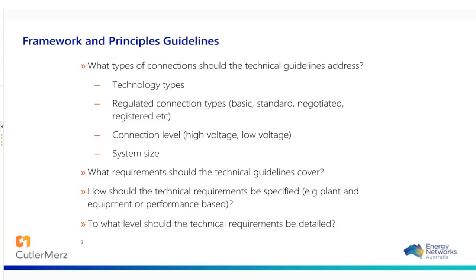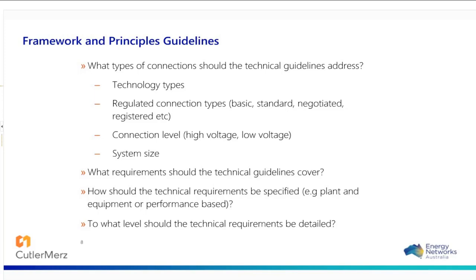So we want to get into definitions around do we need separate guidelines for technology types? Do we need separate guidelines for the regulated connection types, basic, standard, negotiated, registered, based on the rules definitions? Do we need separate guidelines based on connection level or voltage level, or should we base the guidelines on system size? So even this question around how the guidelines should be structured is not yet answered, and that's part of the framework stage that we're entering in now.